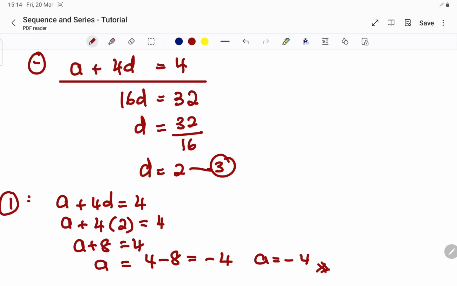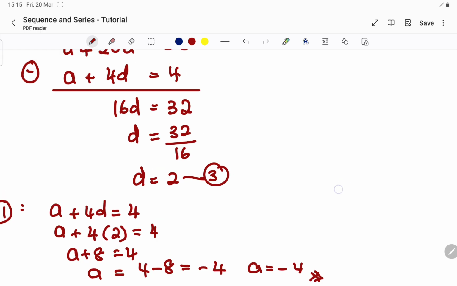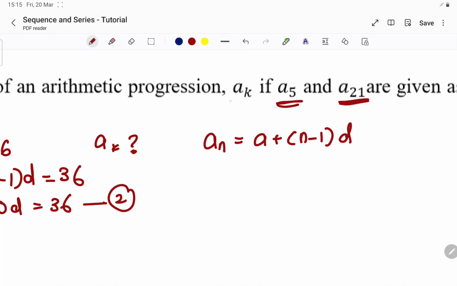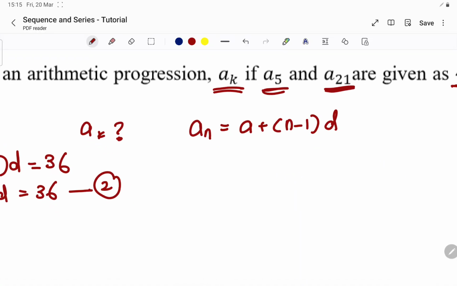Like this. Now you have A and D. So what you guys have to do is find the AK term. This is what we want. They asked us to find AK. So by right we have AN equal to A plus N minus 1 D, correct? So we want to find K.